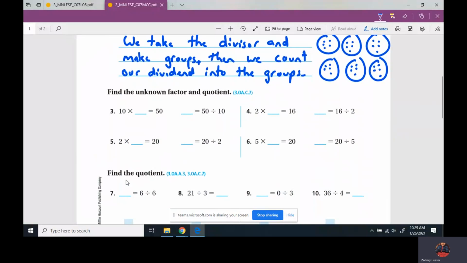These are fact families. We know 10 times 5 makes 50. So 50 divided by 10 makes 5. We know 2 times 8 makes 16. So 16 divided by 2 is going to be 8. We know 2 times 10 makes 20. So 20 divided by 2 is going to be 10. 5 times 4 makes 20. 20 divided by 5 is also going to be 4.